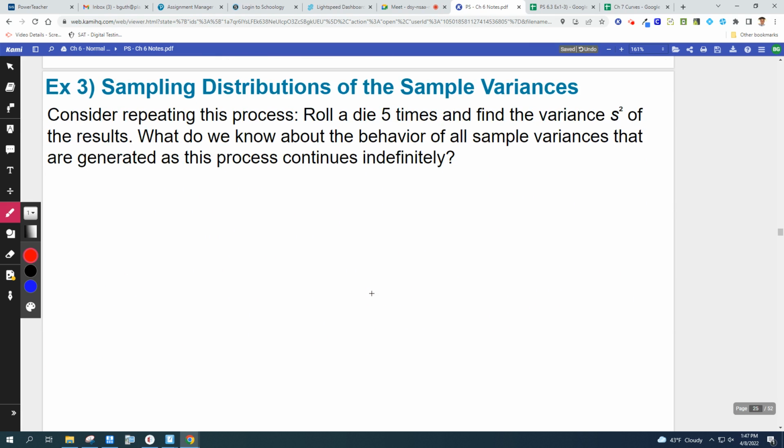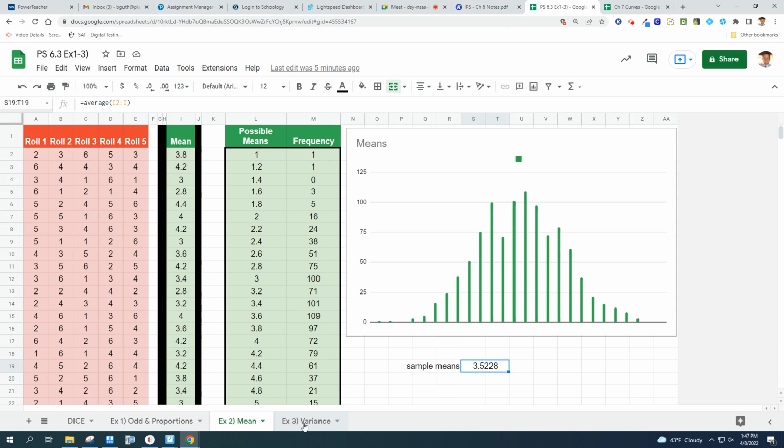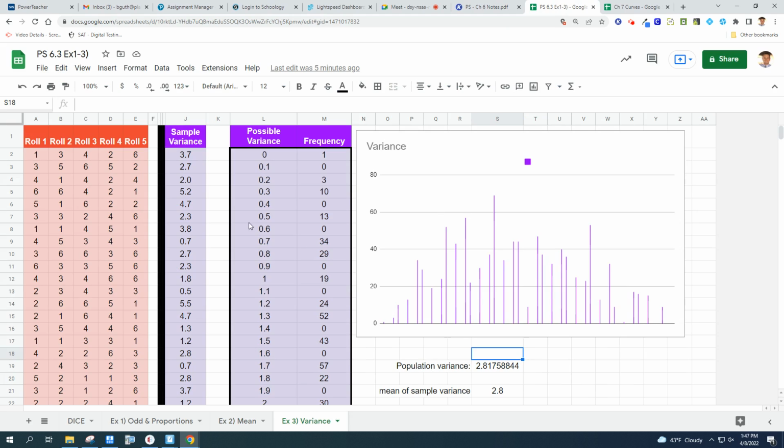So here's number 3. Consider repeating the process, still rolling the die, and we're talking about the variance this time. What do we know about the behavior of all sample variances that are generated as this process continues indefinitely? I think it's a lot harder to think about the numbers with variance because it's harder to understand. So I'm doing the same thing. I'm rolling this die 5 times, and I repeat that 1,000 times. And I calculate the variance, or how much these numbers vary from one another.